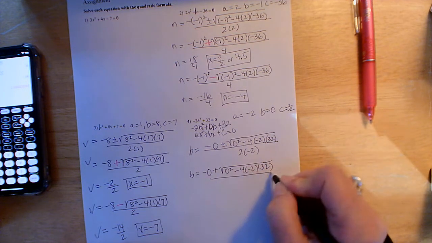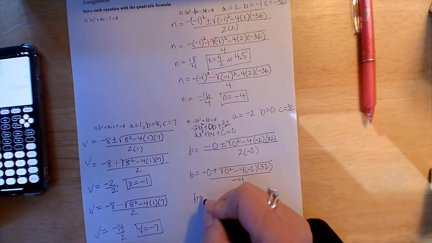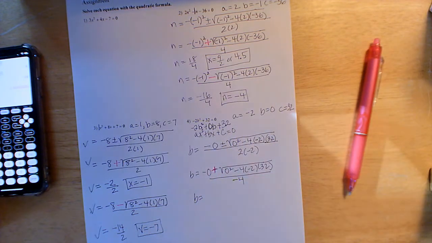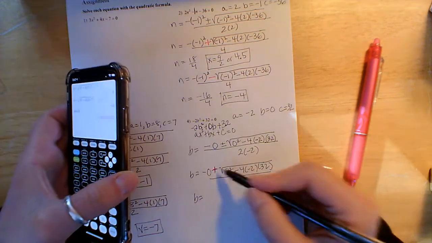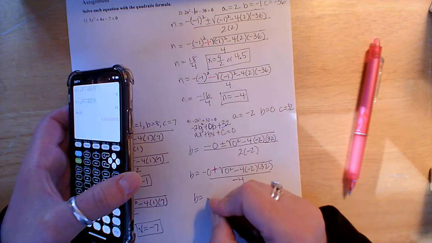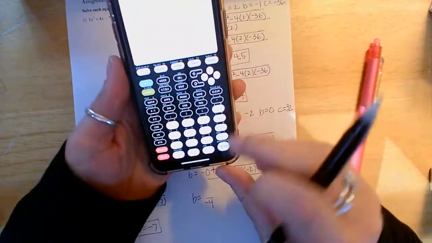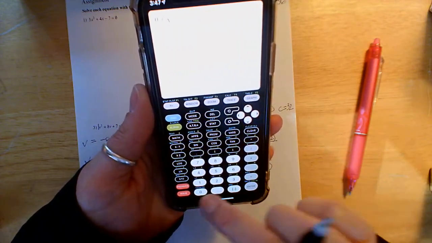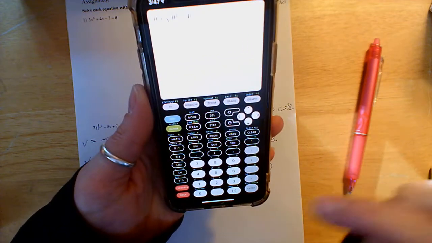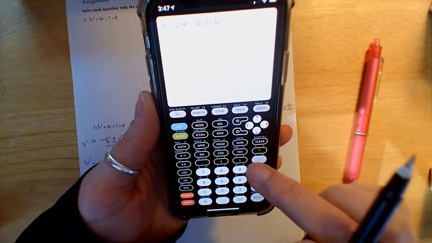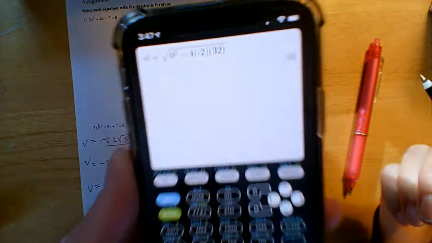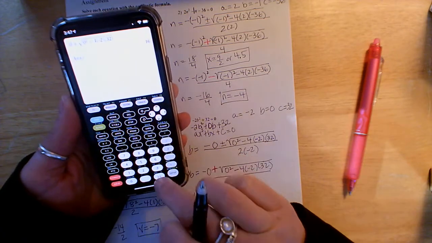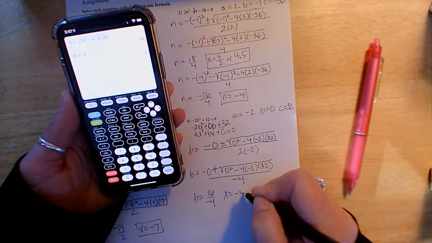Let's say that we are not used to using our zeros, and we just want to let the calculator do it for us. So I'm just going to put it in. Remember, I just multiplied my 2 by my -2 and got -4. So let's do the top. Let's put it in just like we see it: -0 plus the square root of 0 squared minus 4 times -2 times 32. 16. Pretty neat. I just put all of my numbers in, and I got 16. Now, if we divide that by -4, we're going to get x equals -4.